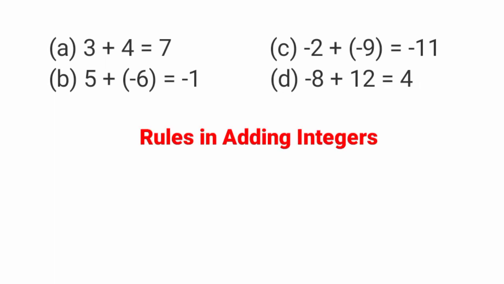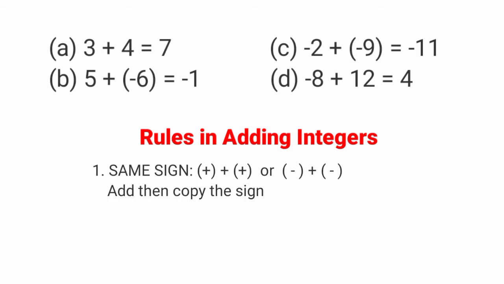With this, we have arrived at the rules in adding integers. Number 1, same sign, that is positive plus positive or negative plus negative. Just like in letter A and letter C, we simply have to add, then copy the sign. In letter A, positive 3 and positive 4 is added, that is 7, and then the sign is positive. While in letter C, that's negative 2 and negative 9. Adding 2 and 9 will have a result of 11, and we simply copied the negative sign.